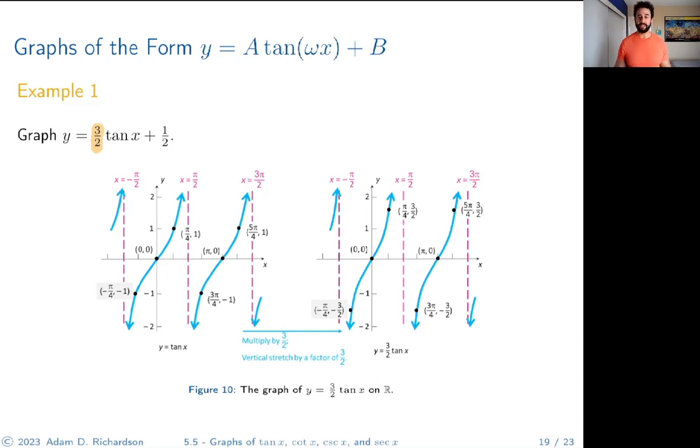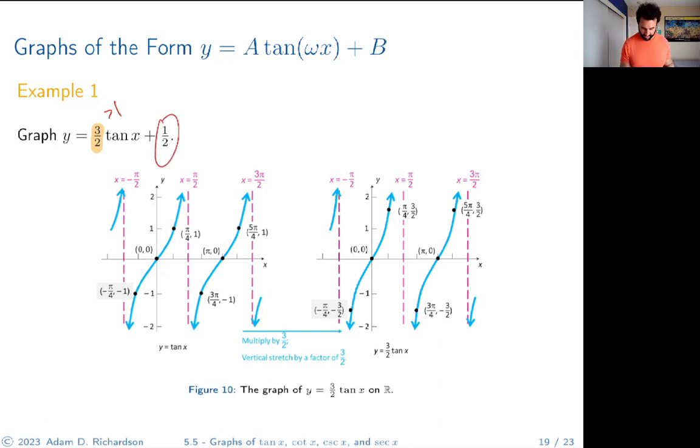And that's because this number is bigger than 1, right? So it doesn't matter if that number is a fraction or a whole number. If it's bigger than 1 in size, it's going to stretch vertically. So it's kind of hard to see with the tangent function, but basically you're going to stretch those waves, the little wavy curves, vertically a little bit.